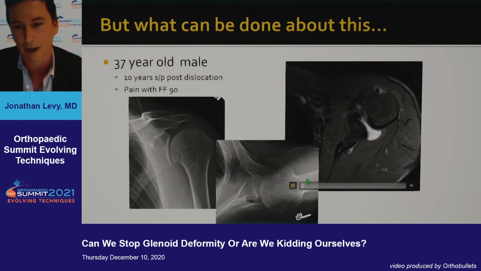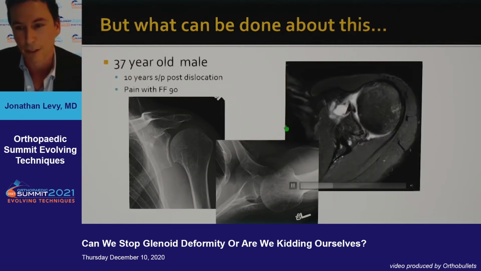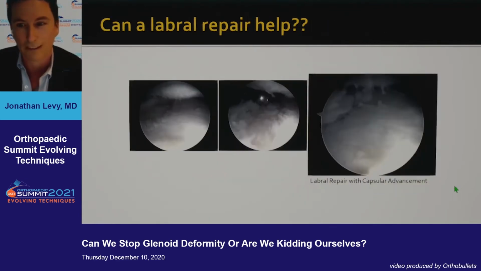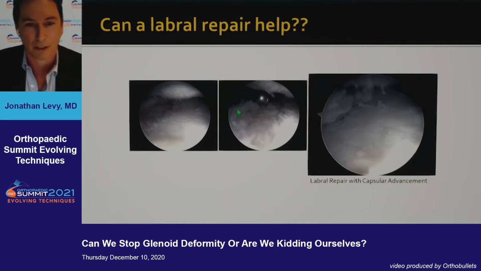And if you look at his MRI, you can start to see that he's got not just posterior labral pathology, but he's lost a portion of the posterior cartilage surface. So what is going on here? Do you think that doing a labral repair like was done here, where we take that cartilage-devoid area and advance the capsulolabral junction into that area to cover it, and hope that we are actually making a change?